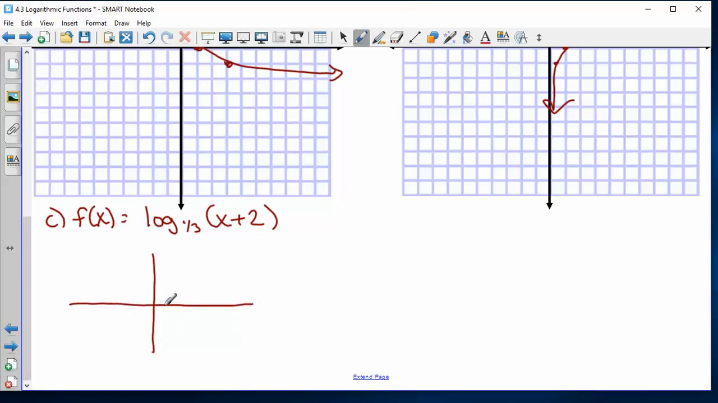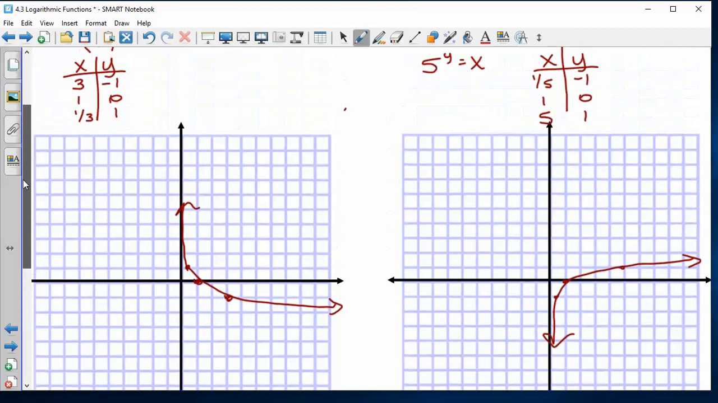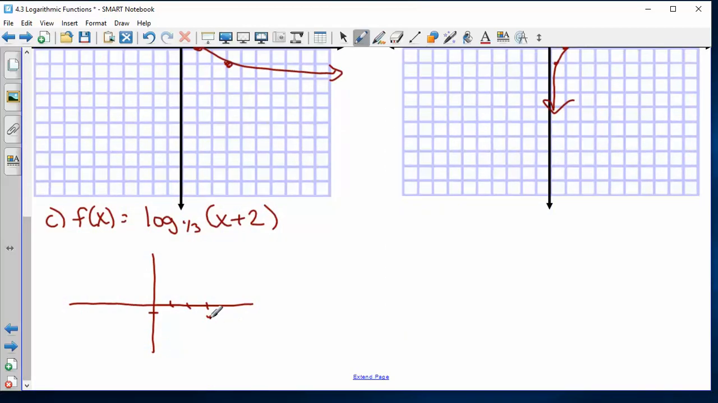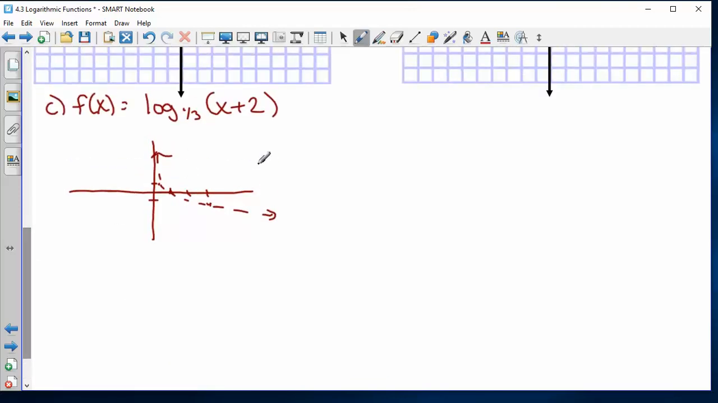And so you had those points from part A, 3, -1, 1, 0, and 1/3, 1. So if I asked you to graph log base 1/3 of x plus 2, what will that plus 2 do to my graph? Left 2, because it's attached to my x.